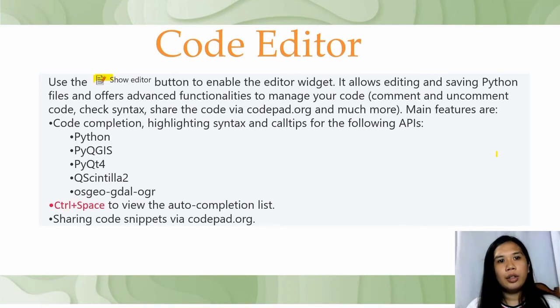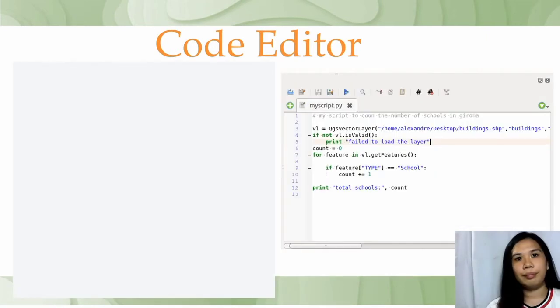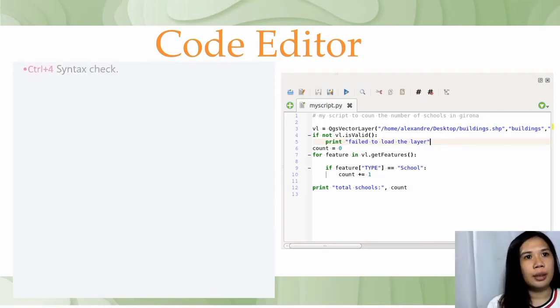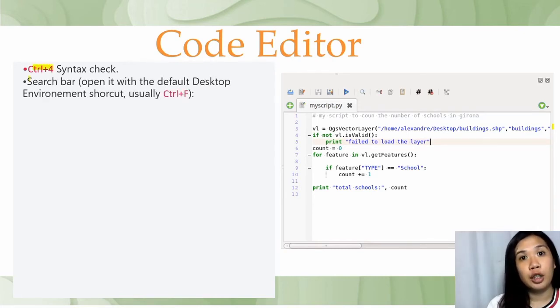So you can also share code snippets via codepad. We also have here the Ctrl plus 4, which is to check the syntax. And next, we have also the search bar.